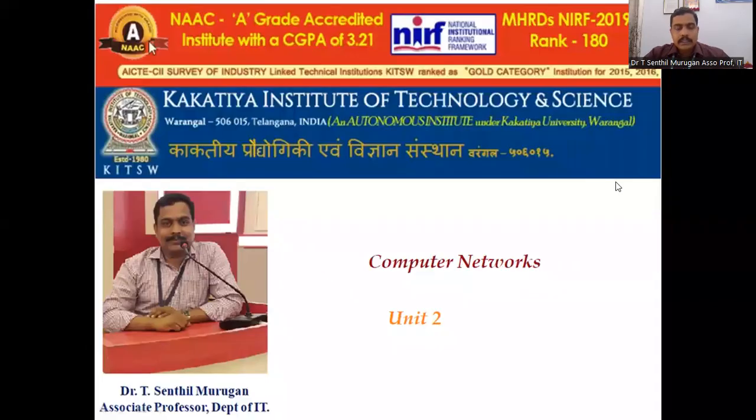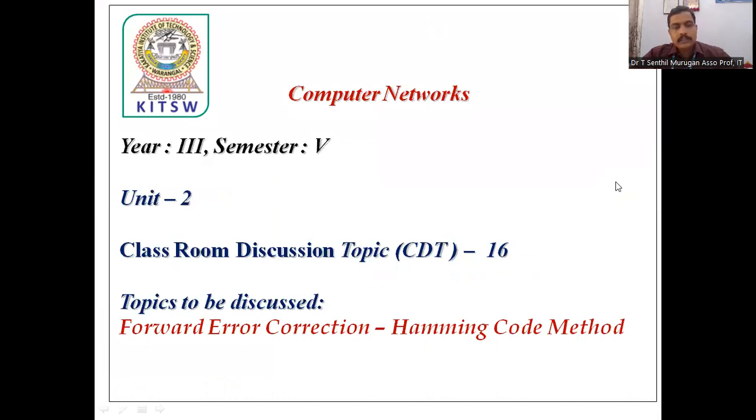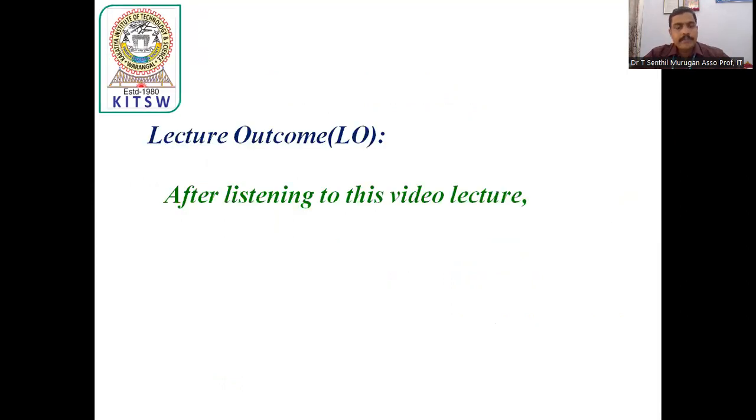For that, we are going to discuss the Hamming code method for finding the error. It is mainly used for single bit errors. It is not used for burst errors. So we are going to discuss this topic, which comes under CDT classroom discussion topic 16, unit 2. Today we are going to discuss the Hamming code method, and how to identify the error.